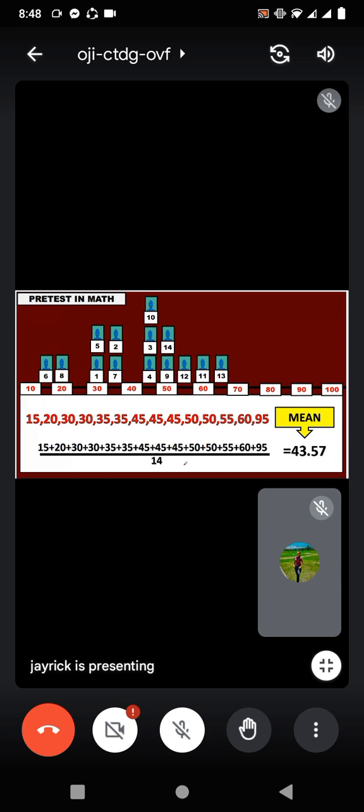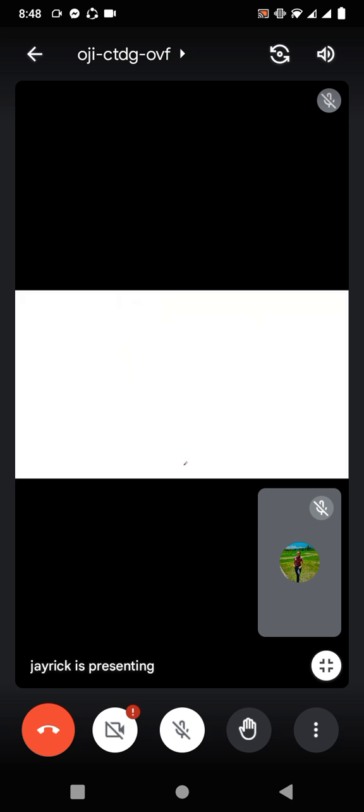Again, pag sinabi nating mean, it is the average value, and this will be calculated by adding up all of these values and dividing by the total number of values in the data set. Okay? Am I making myself clear so that we can move to the other part? Do you get it? Yes, sir. Okay, very good. Now, let's move to another.